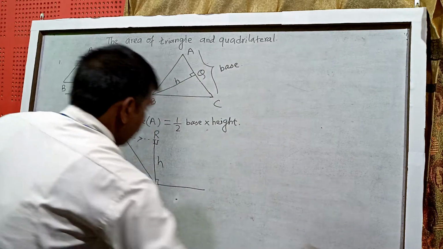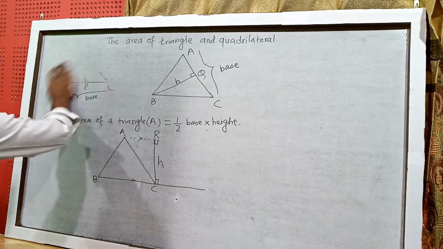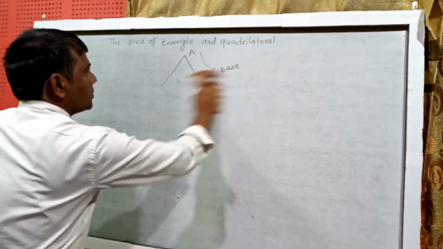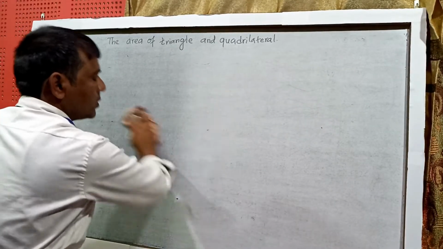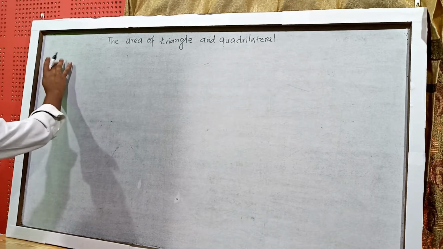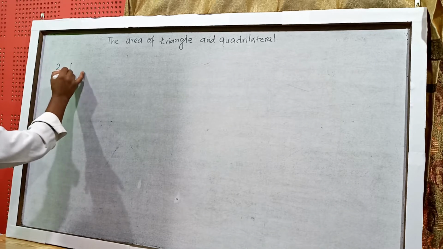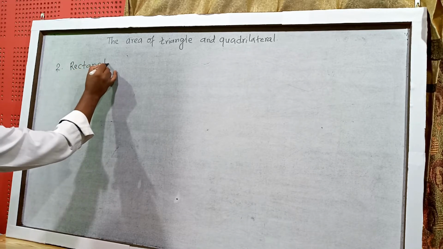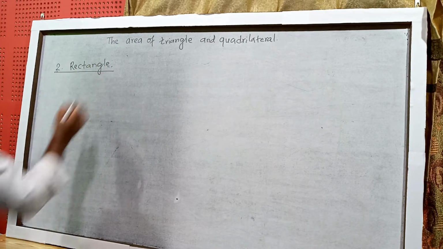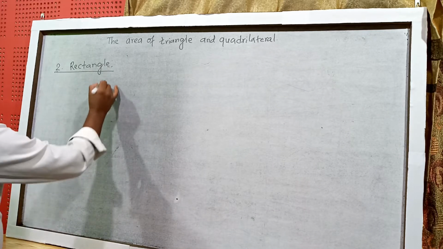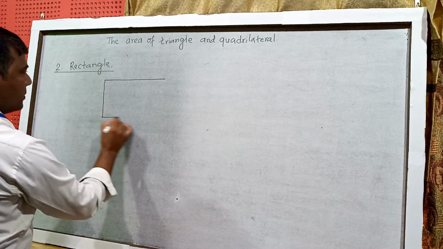Next, number 2, rectangle. We are familiar with rectangle. This is a rectangle.